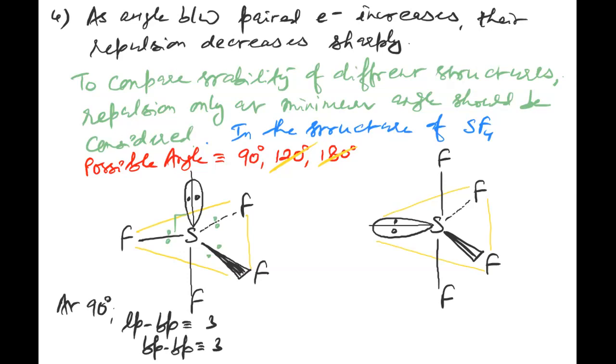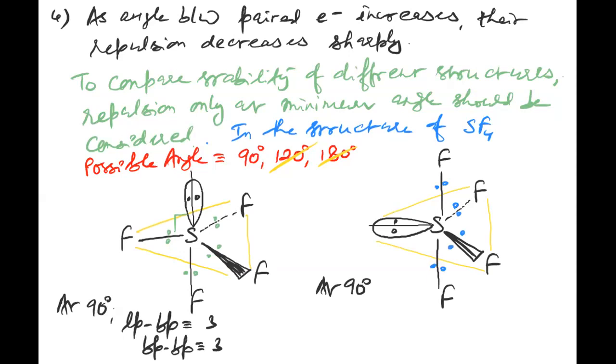So we have 3 lone pair bond pair repulsions, and we have 3 bond pair repulsions. So bond pair repulsion may be represented as this. Similarly, in the case of the second molecule, at 90 degree here, you can simply imagine this fluorine and fluorine here.